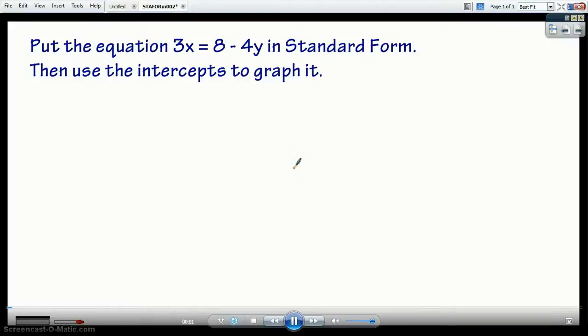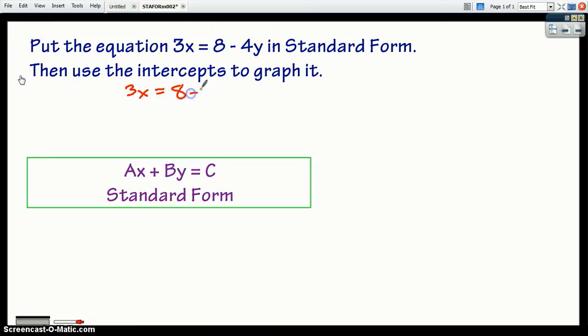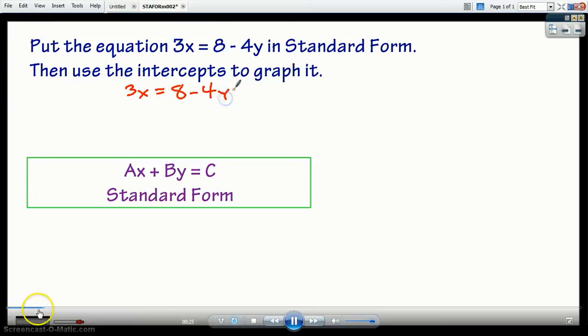Alright, so let's take a look at another example where we're working with standard form. This problem says to put the equation 3x equals 8 minus 4y in standard form, then use the intercepts to graph it. Okay, so once again, here's our equation, and we want to make it look like this, standard form. So let's copy it down here. 3x equals 8 minus 4y.